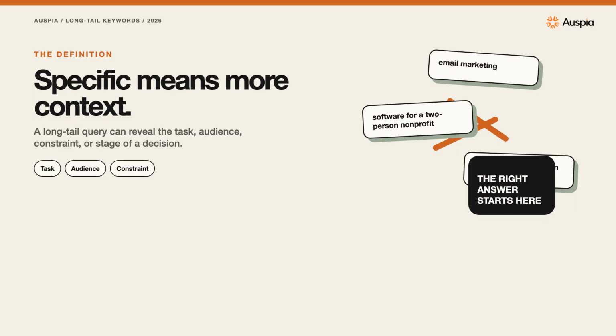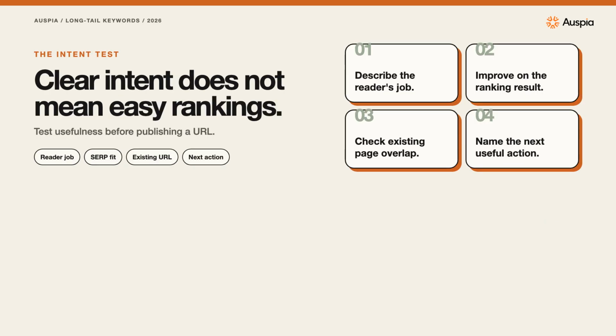Specific queries help because intent is clearer. They are not automatically easy to rank for. A narrow query may still have strong competitors, weak business fit, or no useful answer your site can offer. Before building anything, describe the reader's job in one plain sentence. Then ask whether your page can genuinely improve on the results already ranking.